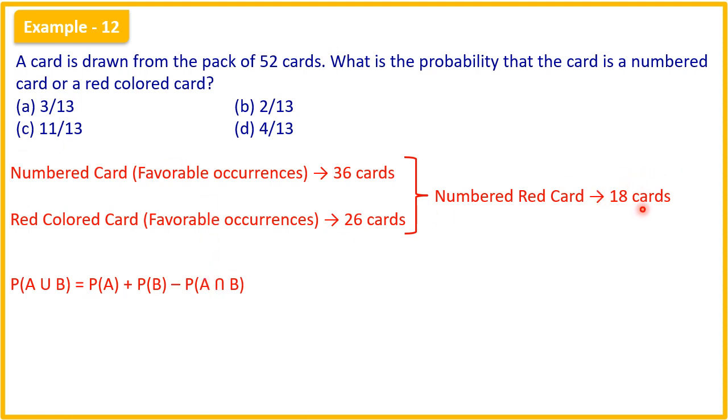So these 18 numbered red cards are considered here in this 26 as well as considered in this 36 also. So as it is considered double, we need to subtract it. So this is equal to 36 plus 26 minus 18 divided by 52, which comes out to be 44 by 52 or 11 out of 13.